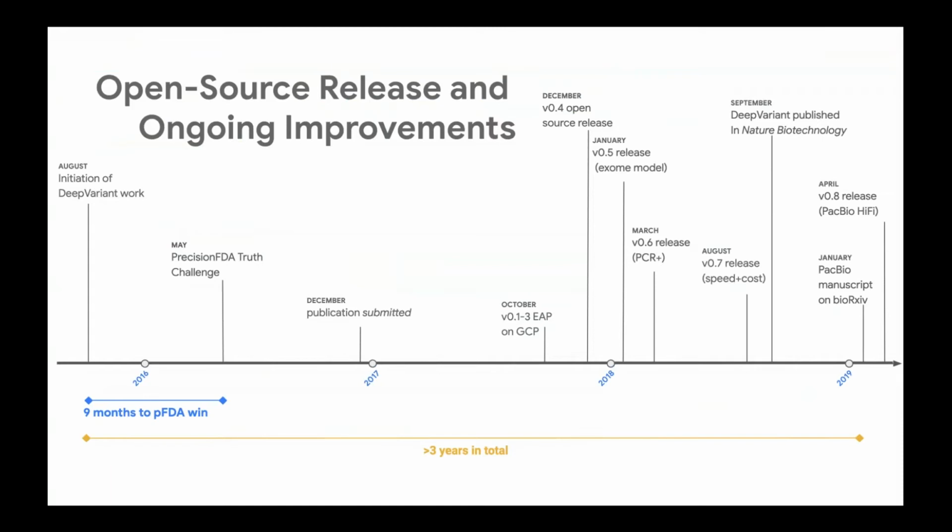So since that time, DeepVariant has been fully open sourced and released in late 2017. You can see the overall development timeline for it here. Subsequent to its release, we have continued to improve it. We've trained new models which extend its functionality to exomes, PCR positive samples, improvements to speed and cost, and then most recently, in the work that I'm talking about here, extensions to the PacBio HiFi data type. Furthermore, DeepVariant was published last year in Nature Biotechnology.